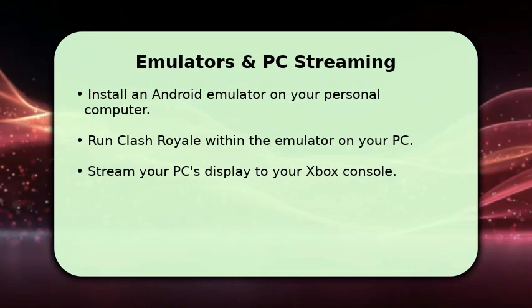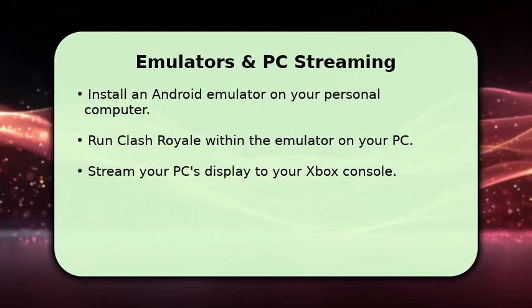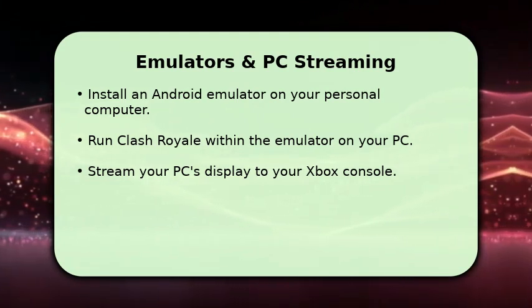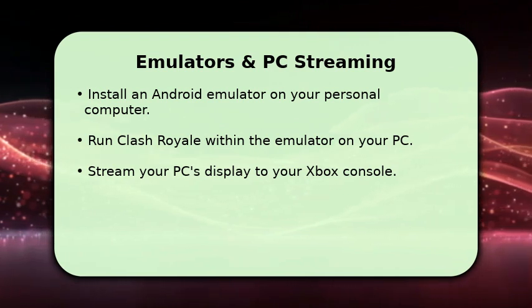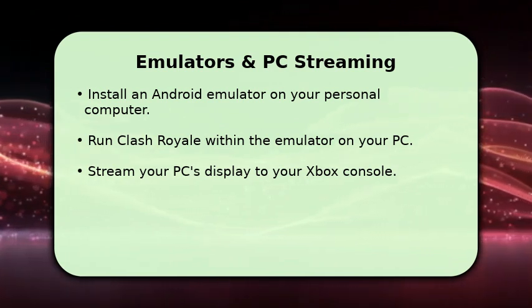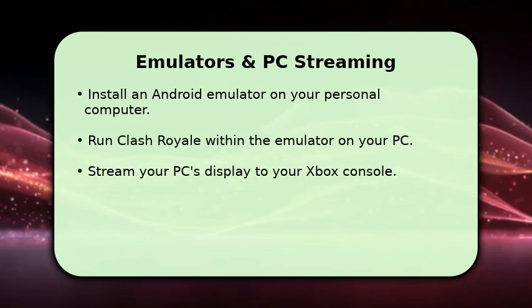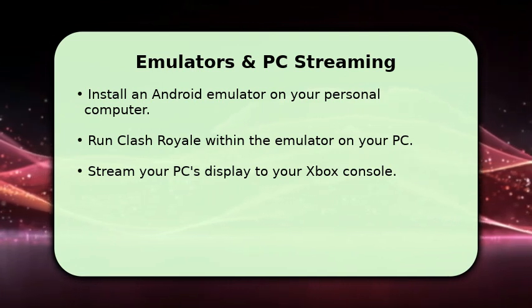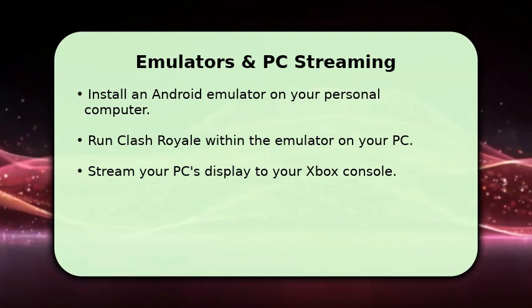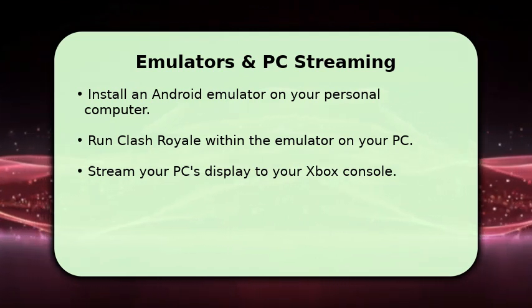Another method involves using an Android emulator on a personal computer. You can install an emulator, like BlueStacks or Nox Player, on your PC, and then download and play Clash Royale within that emulator. Once the game is running on your computer, you can then stream your PC's display to your Xbox console using features like the Xbox Console Companion app or other streaming software. This allows you to view the game on your TV through the Xbox.